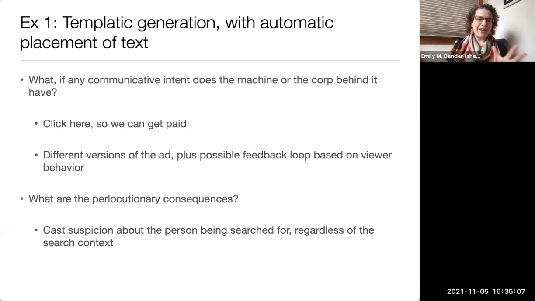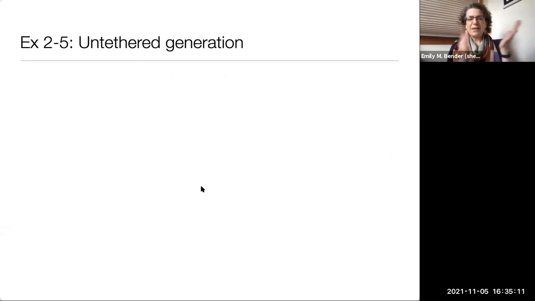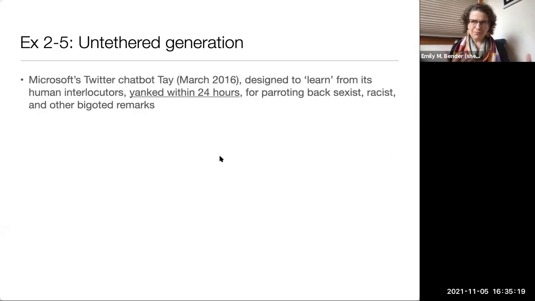Really awful and real-world perlocutionary consequences. My next set of examples have to do with untethered generation, and that's where machines are just set to blather on without any commitment to the truth or grounding. So one very famous example of this was the Twitter chatbot Tay that Microsoft launched in March 2016 and then pulled back down within 24 hours.